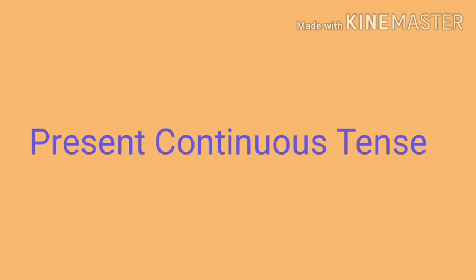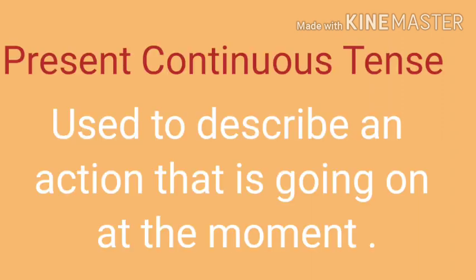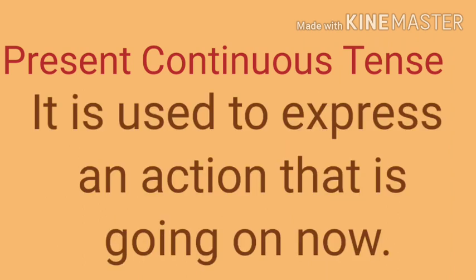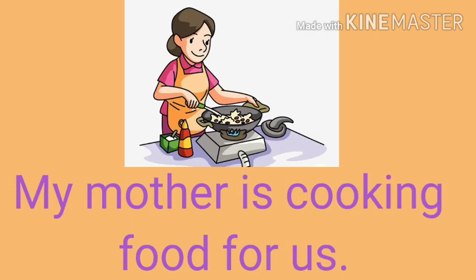Now let us see present continuous tense. Present continuous tense is used to describe an action that is going on at the moment. It is used to express an action that is going on now. Look at these examples. My mother is cooking food for us. This sentence tells us that my mother is cooking now. My mother is in the process of cooking food for us. The cooking is going on now. My mother is in the process of cooking.